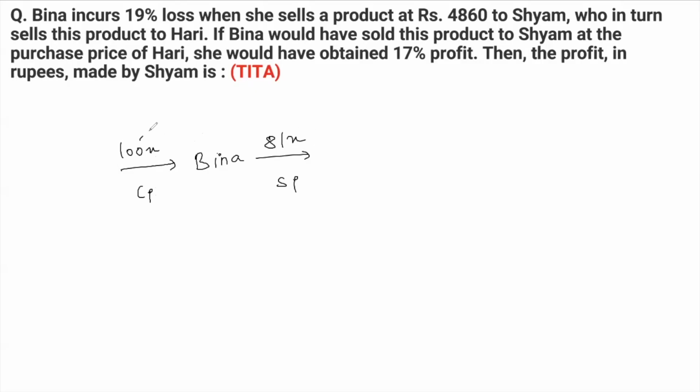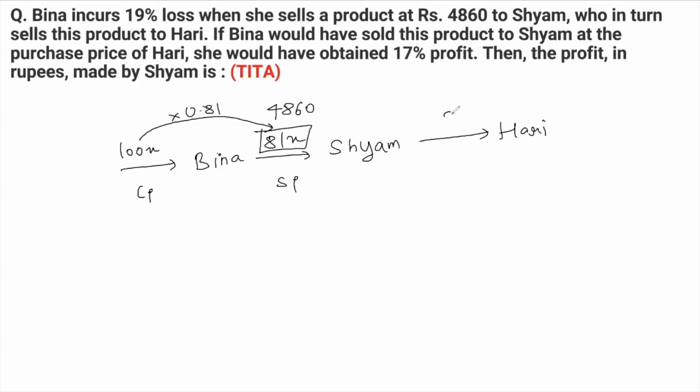The other way of looking at this is, we have seen this in percentages already. Whenever a number reduces by 19%, it gets multiplied by 0.81. All right. And Beena has sold this particular product to Sham. Sham in turn will send this product to Hari. For Sham, the cost price is 81x, which has been given to us as 4860, right? But we don't know at what price Sham sold to Hari.